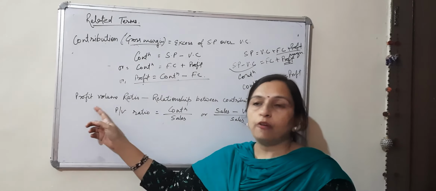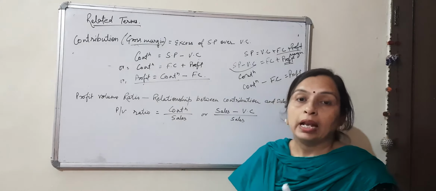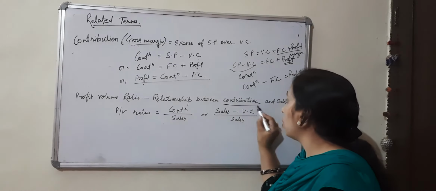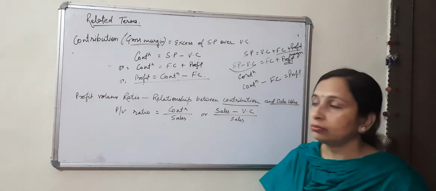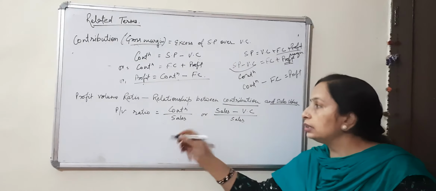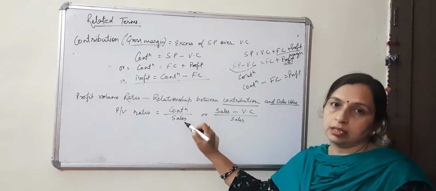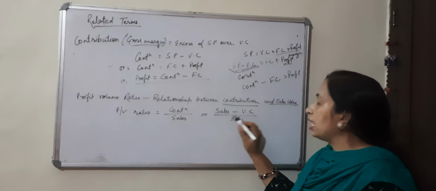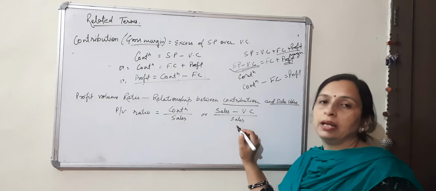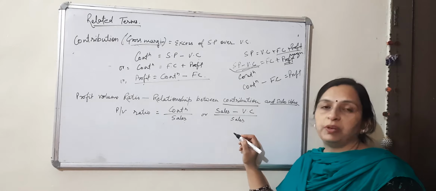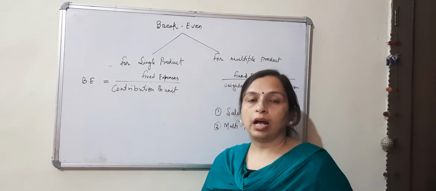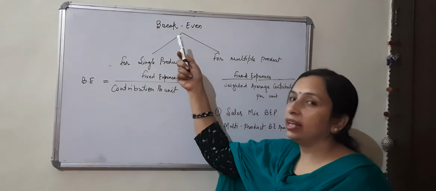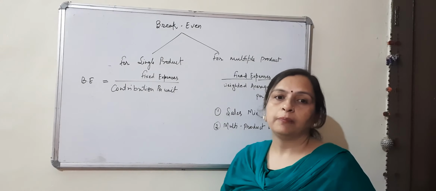Then comes the profit volume ratio. Now this shows the relationship between contribution and sales value. The formula for this is contribution divided by sales. Now contribution, just now we have seen, is sales minus variable cost. So sales minus variable cost divided by sales is the PV ratio. Now we'll see how break-even is calculated.